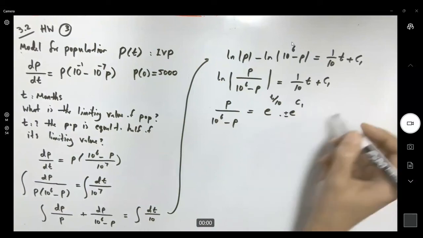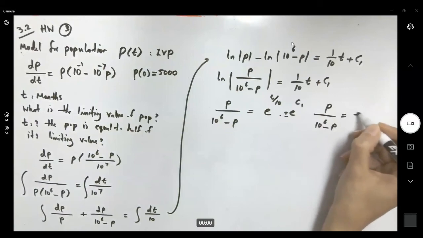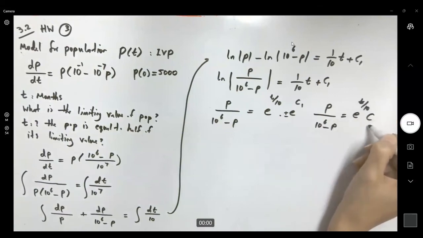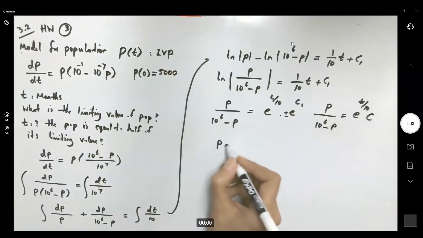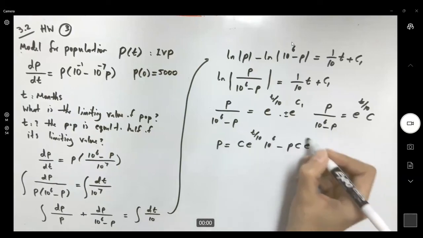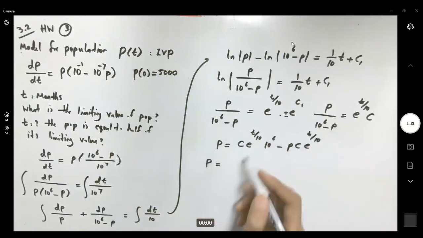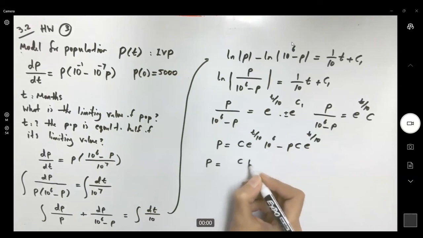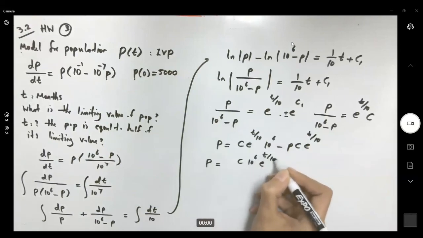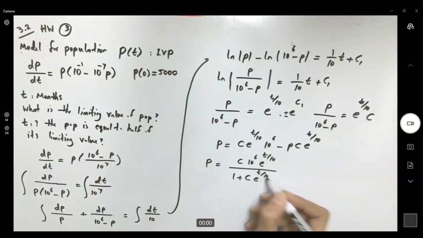Remember that you have a plus minus sign, so your population can be isolated on one side by using some simple algebra. P is equal to c e to the t over 10 times (1 million minus P), so if we bring P to the other side, P is equal to c times 1 million e to the t over 10, divided by 1 plus c e to the t over 10. Very good.